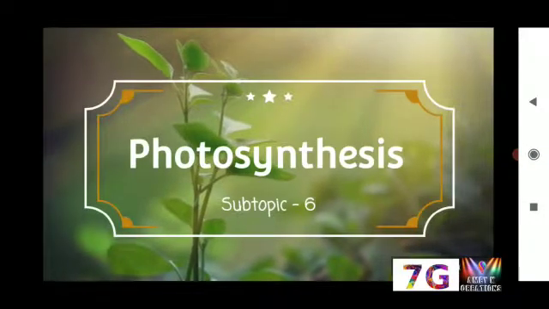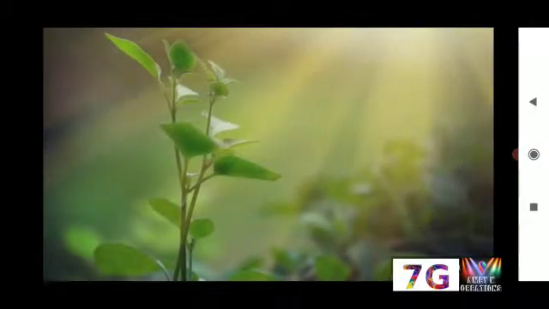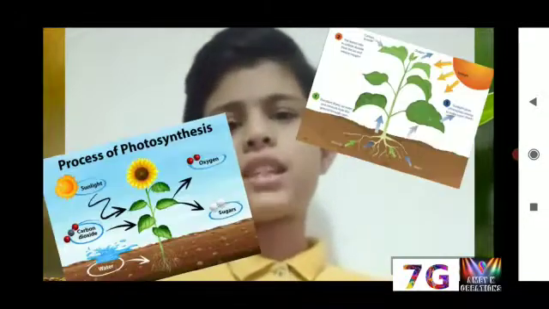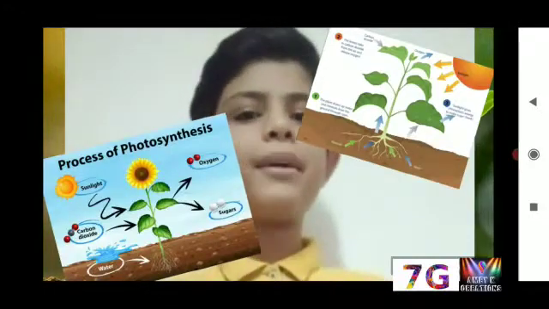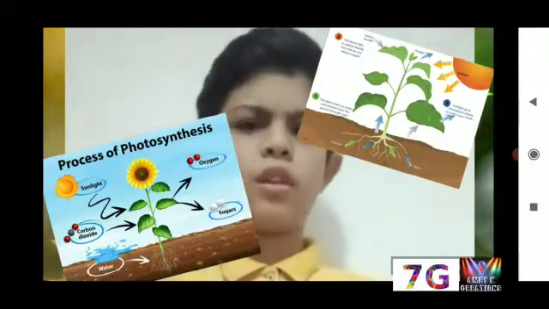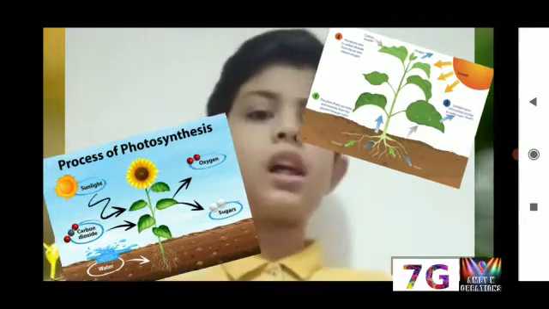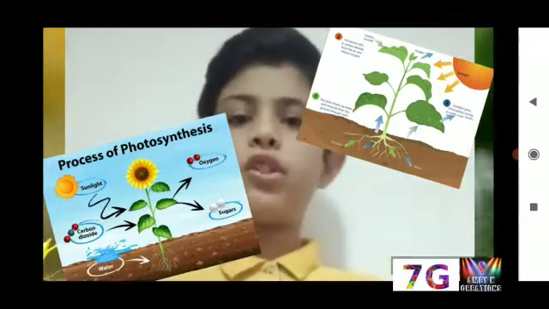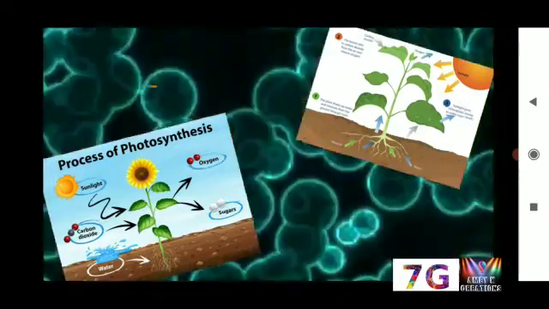Photosynthesis. Subtopic 6. This process usually takes place in the leaves of plants. The process requires water, carbon dioxide, sunlight and chlorophyll. Chlorophyll is a green colored pigment which is very important for photosynthesis.